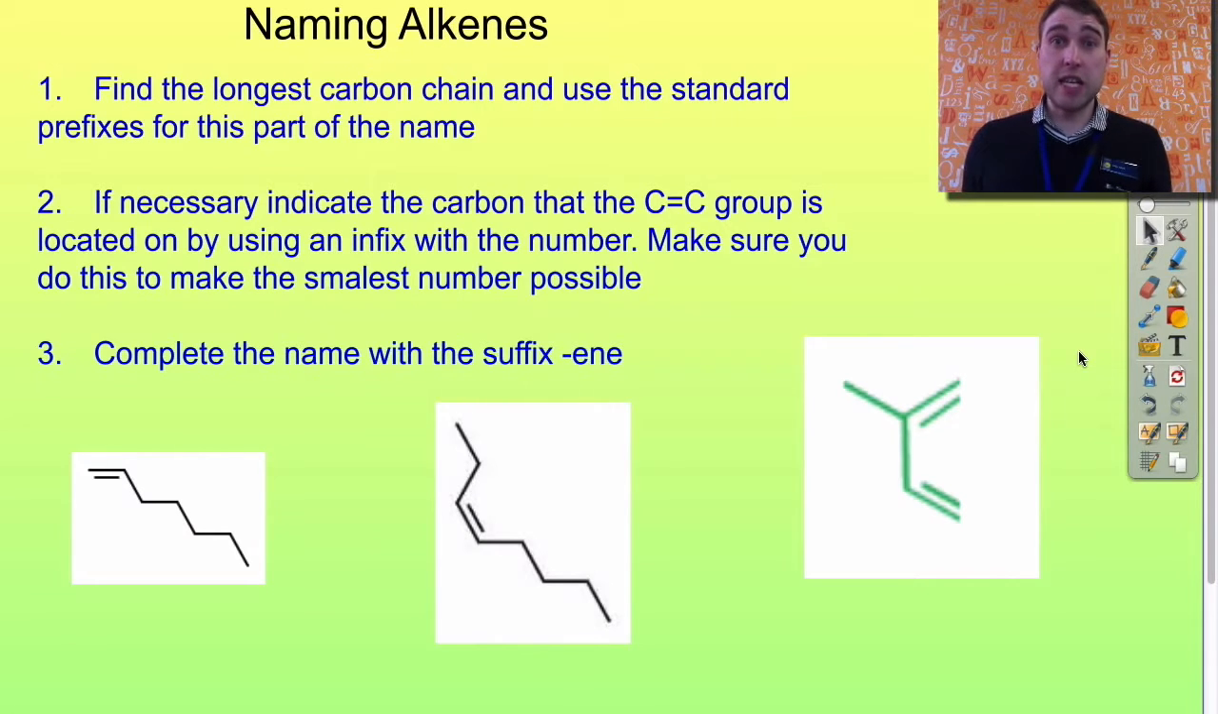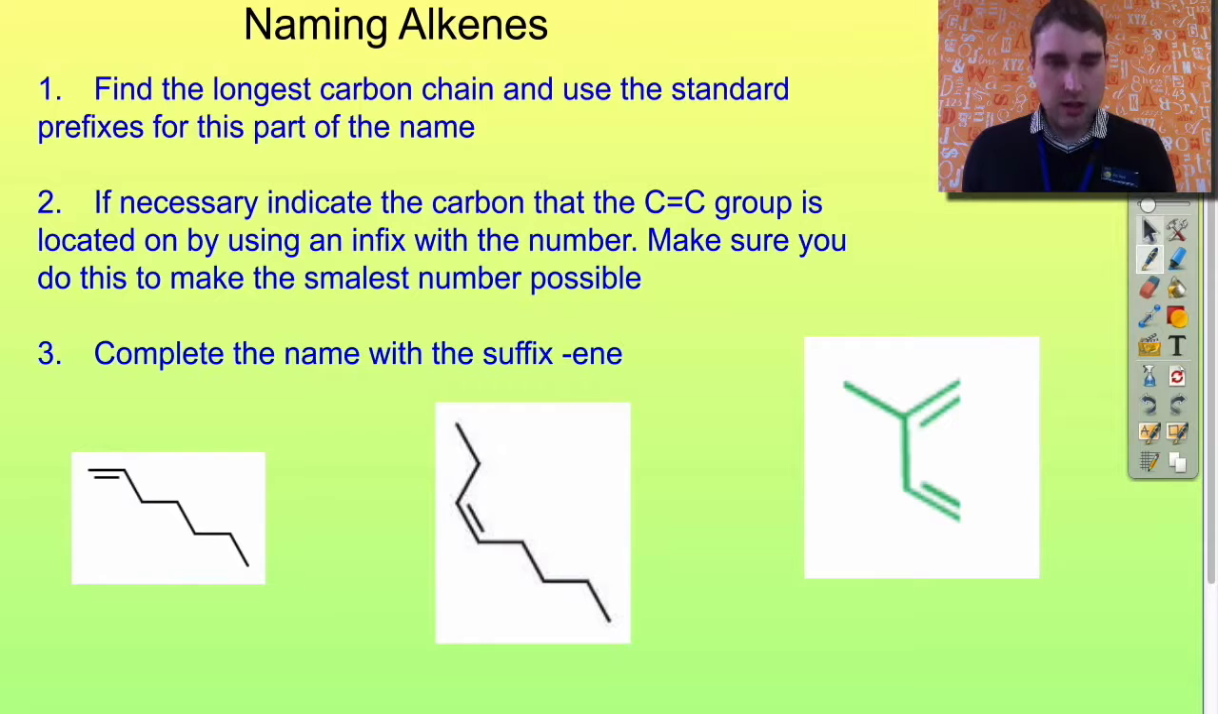When it comes to naming alkenes, we follow our rules that we have so far with just a few little bits and pieces. So find your longest chain. You need to indicate which carbon the double bond starts on, if you need to. Sometimes you don't need to. And the suffix is "-ene". You indicate which carbon it's attached to with an infix. So let's have a look at some examples.